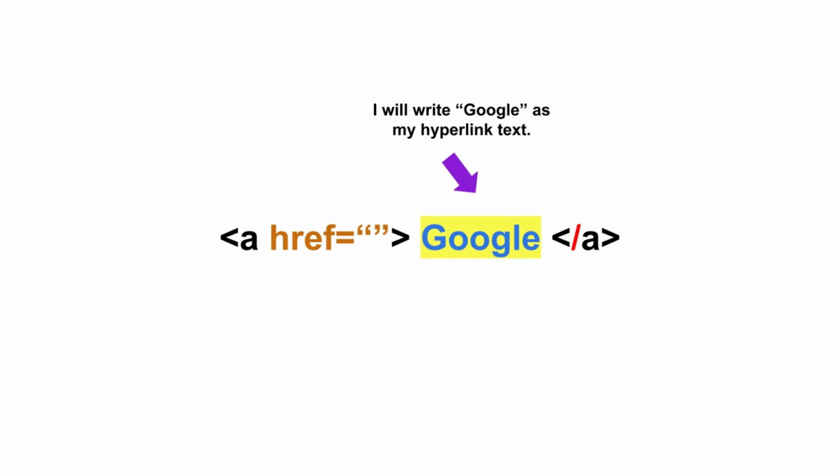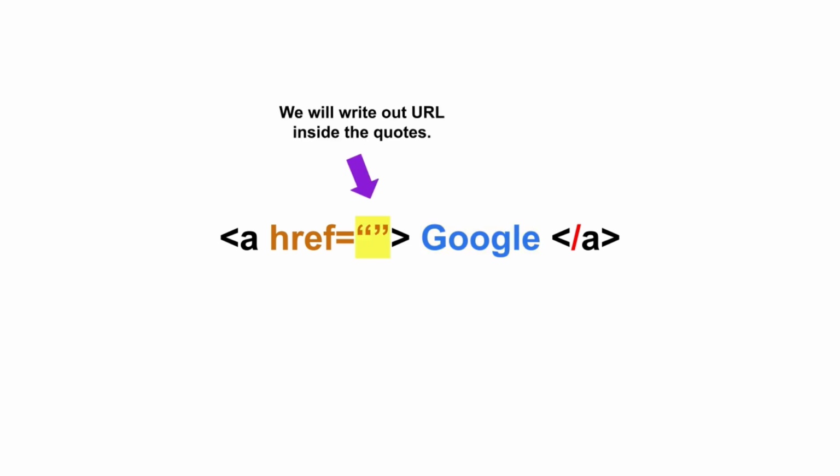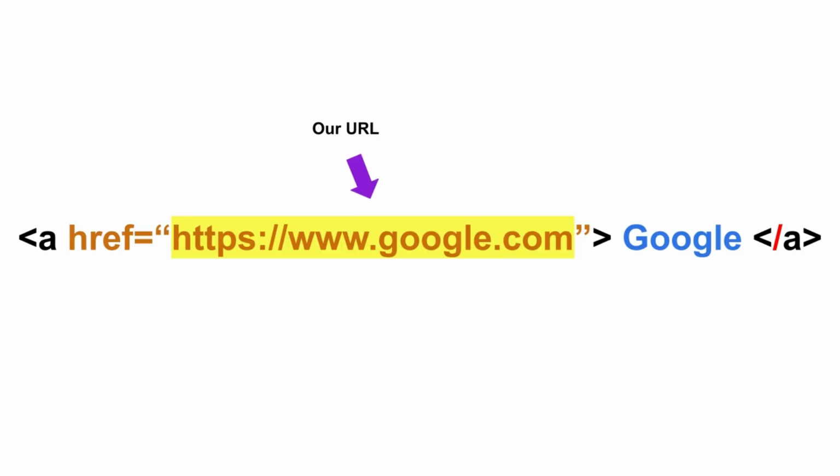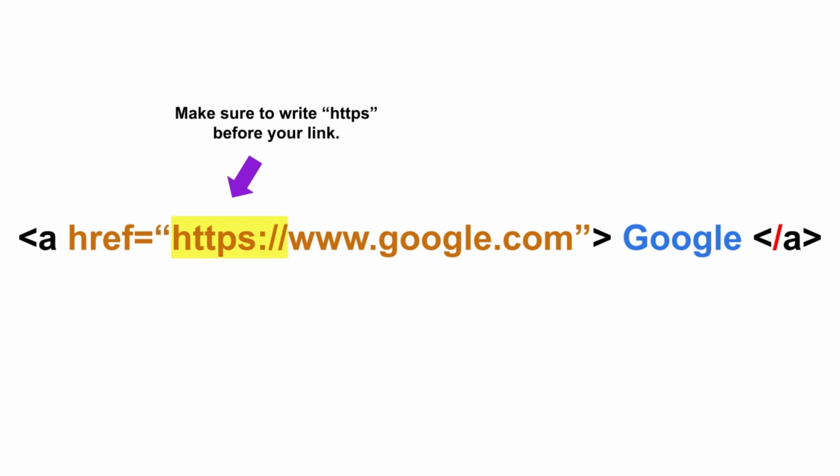After setting our text, we must write the URL inside the quotation marks. There, now we have our URL. When writing a URL inside of an anchor tag in HTML, make sure to precede your link with HTTPS. Including HTTPS in anchor tags ensures a secure, encrypted connection for users. Otherwise, your code may not work.